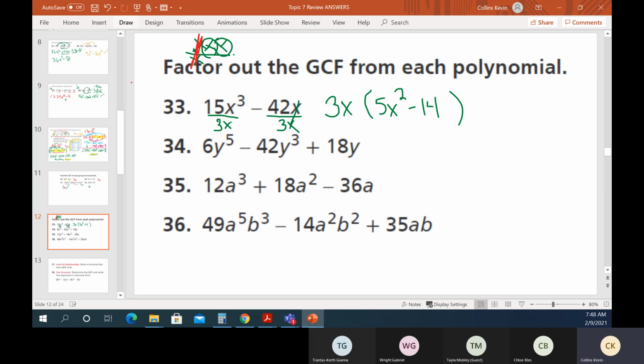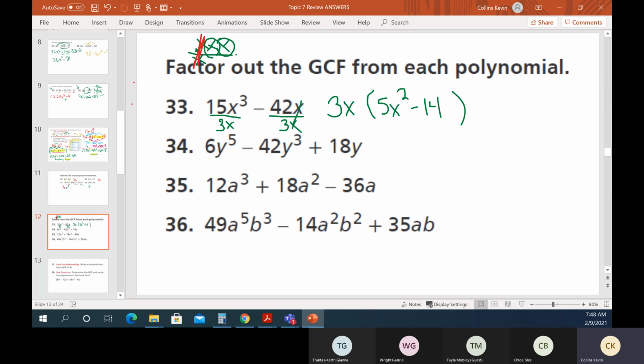And then the moral of the story is if you multiply them back together, this will give me 15. X to the first and x to the second is x to the third. Okay. Then here I've got 3x times minus 14. So 3 times minus 14 is minus 42 times x. There's your minus 42x. You get your original answer back. Good way to check if you did it right, if you're concerned that you didn't do it right.